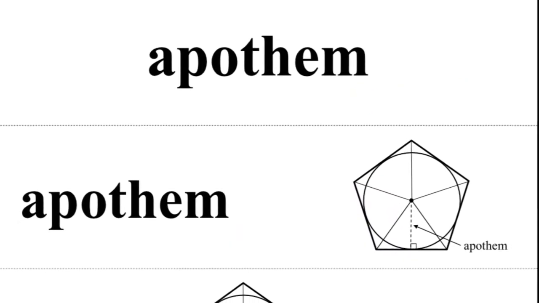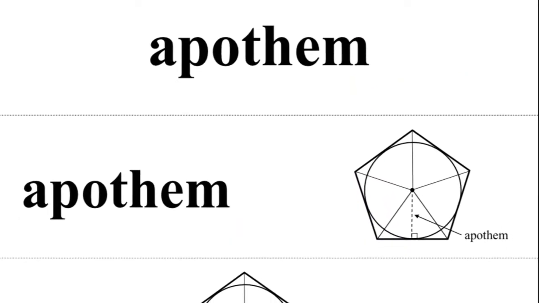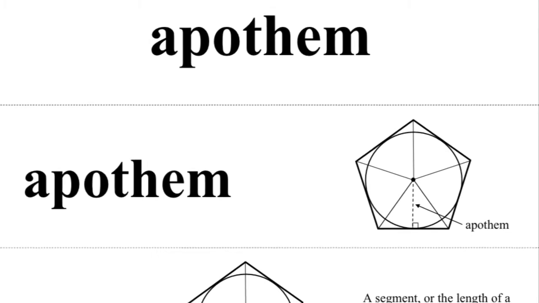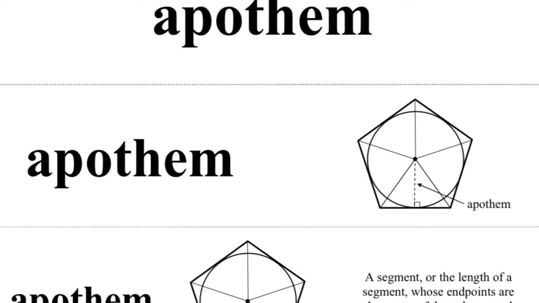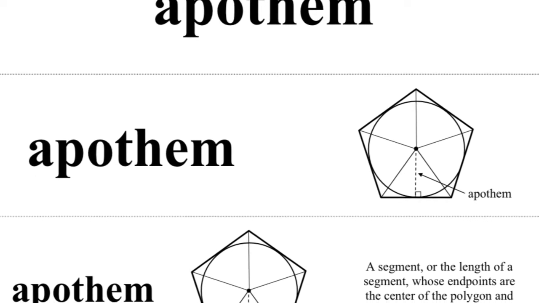An apothem is a line that connects the center of a regular polygon to the outside of the polygon. It also creates a perpendicular bisection to the outside of the polygon.